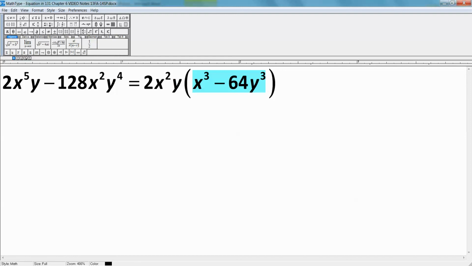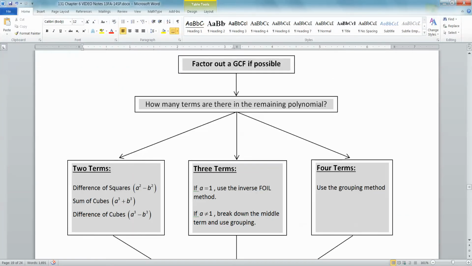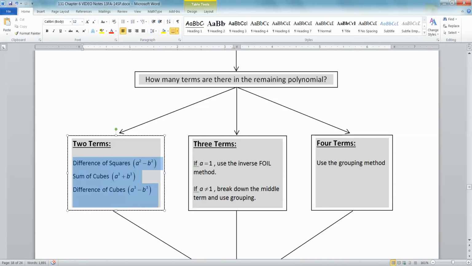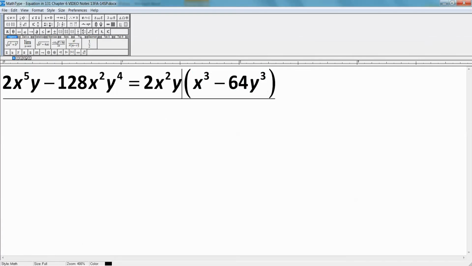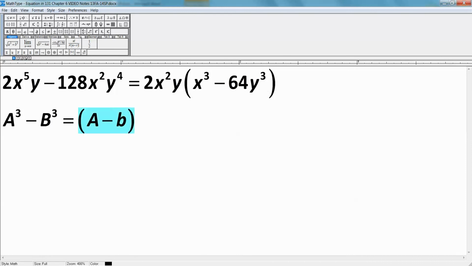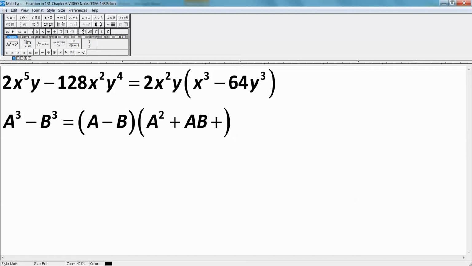Okay, so that's a difference. See how it's a binomial? So binomial means you want to look for, is it squares or cubes? And it's rather obviously cubes, because it's x cubed minus 64y cubed. Okay, so we're doing a cubed, take away b cubed, don't forget the formula, is equal to a minus b, a squared plus ab plus b squared. That's the formula.